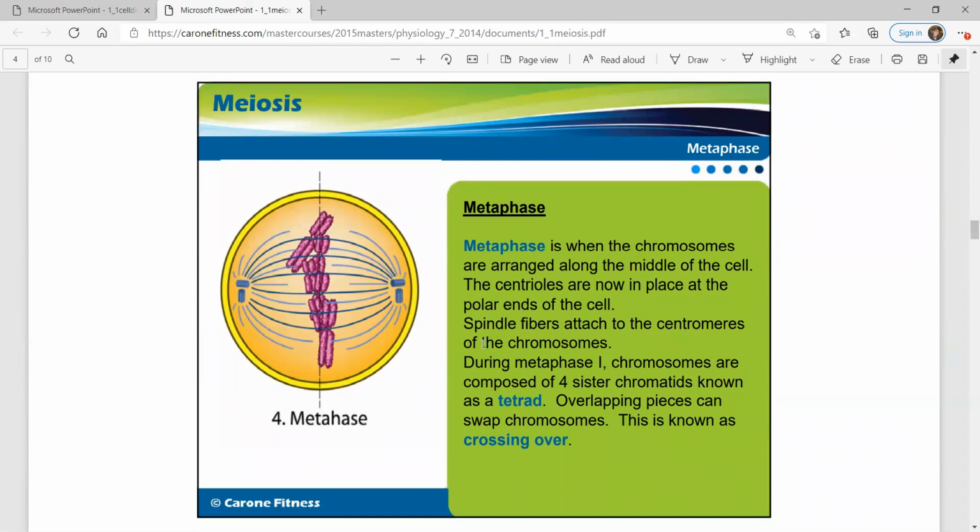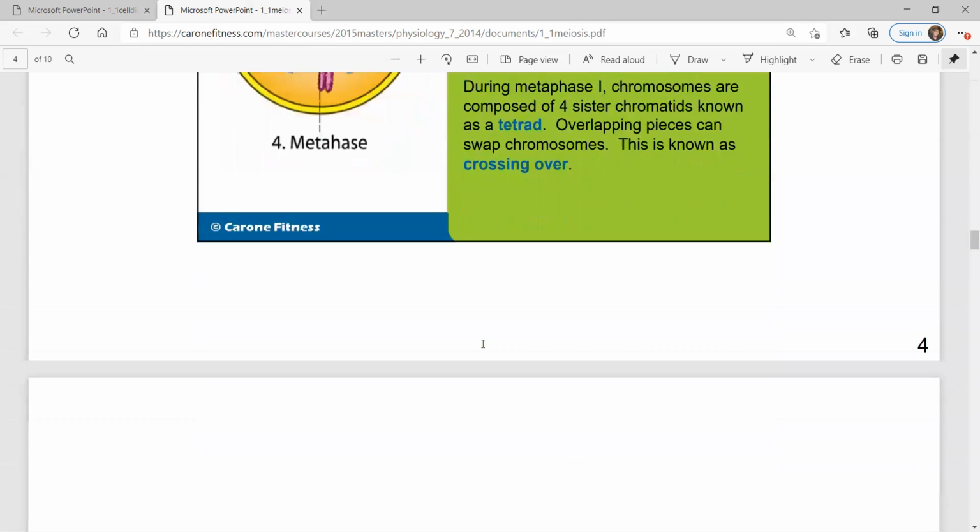Metaphase. Metaphase is when the chromosomes are arranged along the middle of the cell. The centrioles are now in place at the polar ends of the cell. Spindle fibers attach to the centromeres of the chromosomes. During metaphase 1, chromosomes are composed of 4 sister chromatids, known as a tetrad. Overlapping pieces can swap chromosomes, and this is known as crossing over.